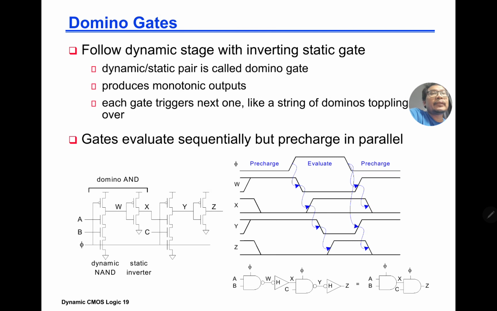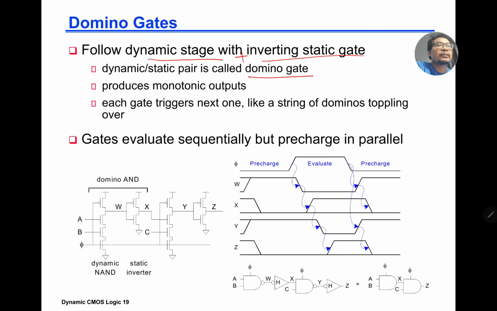Follow the dynamic stage with an inverting static gate. The dynamic-static pair is called the domino gate. It produces a monotonic output. Each gate triggers the next one like a string of dominoes toppling over. Why it's called domino is because if you see the timing diagram down here, it is propagating through. During eval it is going to send here, and then generates a W. W, X, Y, Z is there.